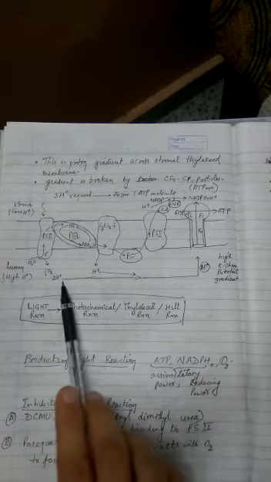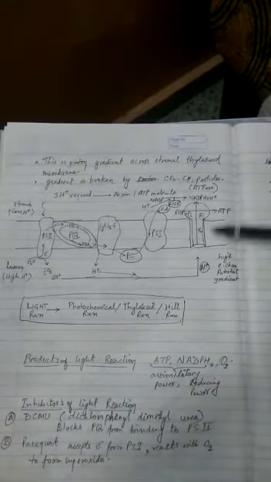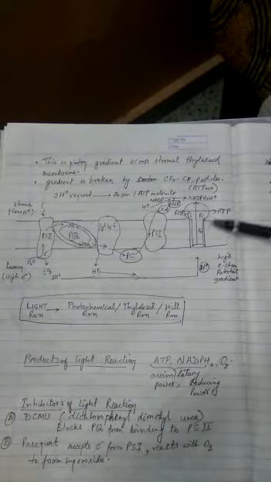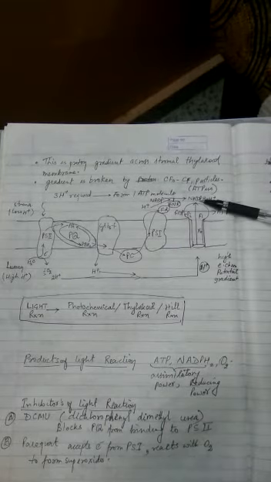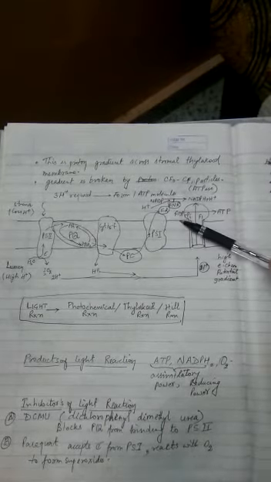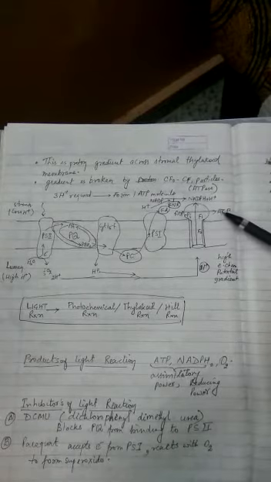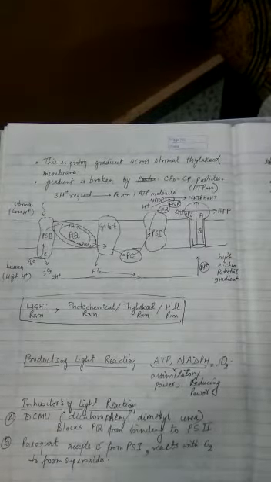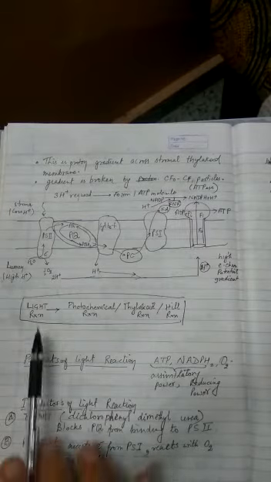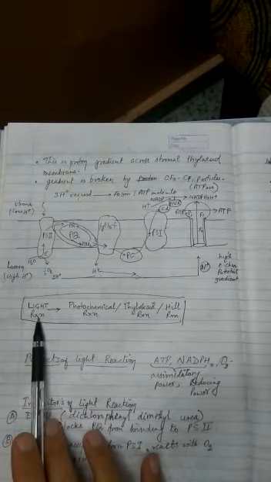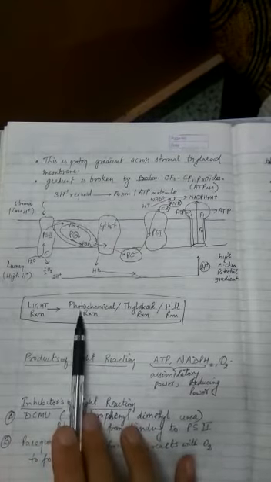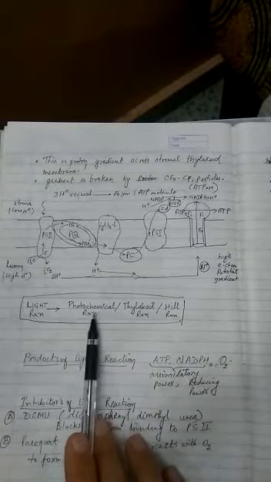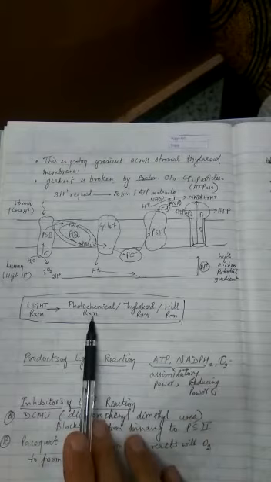So the H plus ions will try to move across the F naught particle. During this process they liberate energy. This energy is used up by the enzyme to join ADP with inorganic phosphate to form ATP. This is how light reaction takes place. Light reaction has synonyms, please remember. It is also called the photochemical reaction, because light energy is changed into chemical energy. You can check here. Light energy changes into chemical energy, and chemical energy means ATP formation.